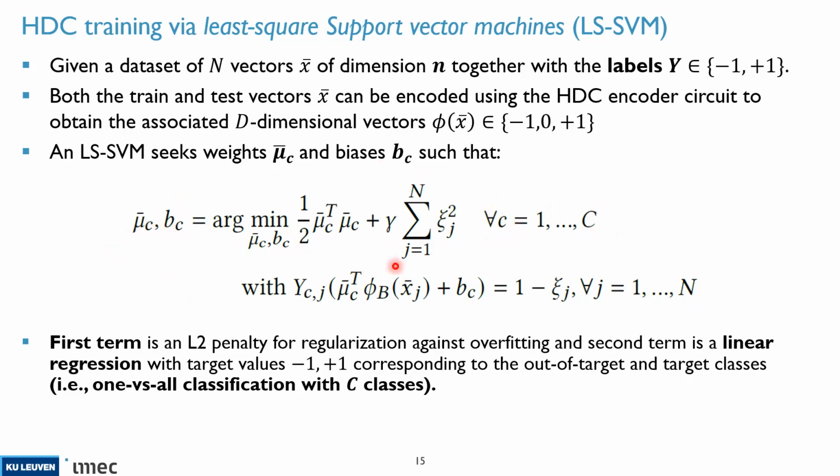The least square support vector machine problem is in fact quite similar to the ridge regression problem. The first term is an L2 penalty on the SVM weight, or interchangeably the HTC prototype vector, that seeks to combat overfitting. And of course, we have a second term, which is the error minimization term, that is doing a linear regression with target values -1 and +1 that correspond to the labels here. And you have this gamma parameter that sets the importance between the error minimization and combating the overfitting.